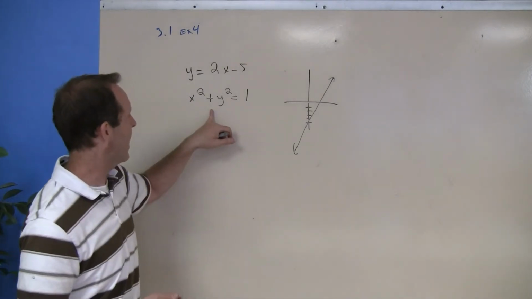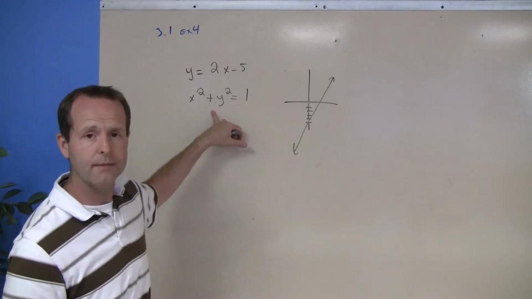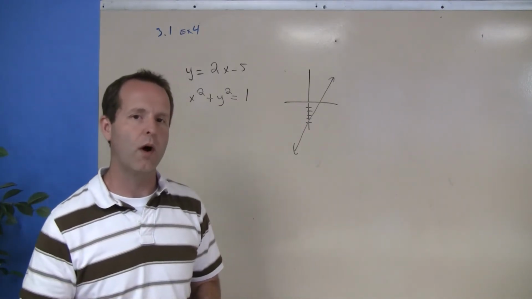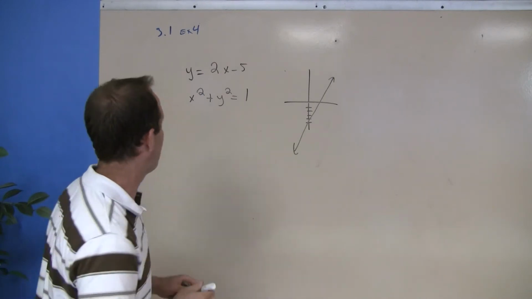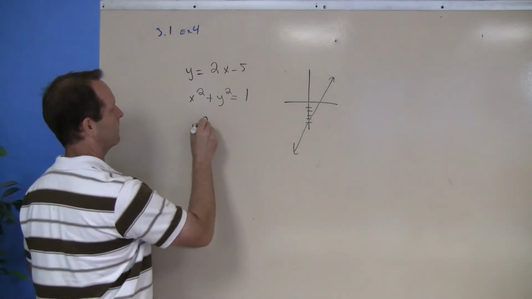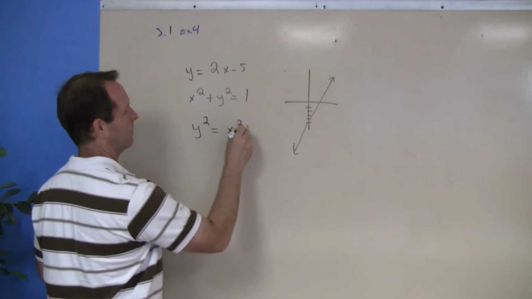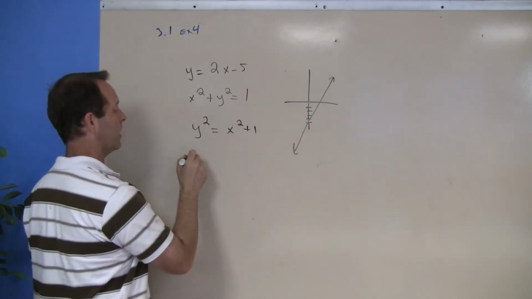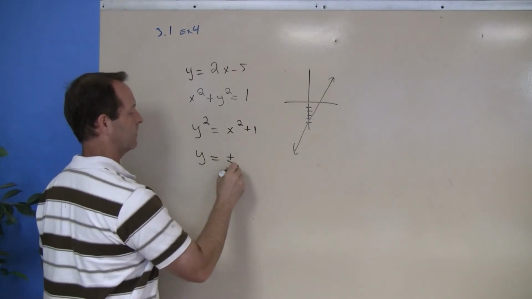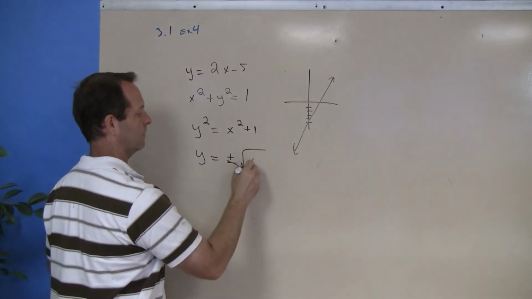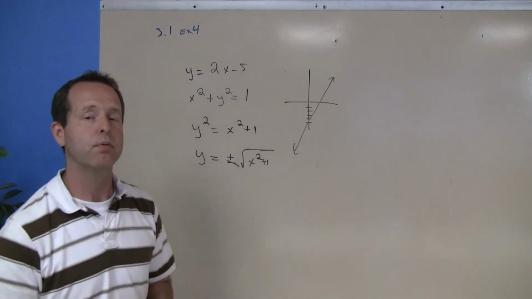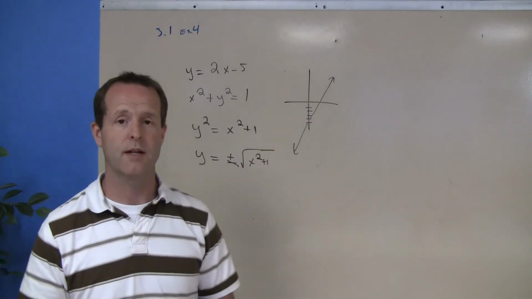Now the second one I have, x squared plus y squared equals 1. Well, let's solve it for y, because remember, we need to make sure that every x has a unique solution. Y squared equals 1 minus x squared. Take the square root of both sides. Now I see that y equals plus or minus the square root of 1 minus x squared.